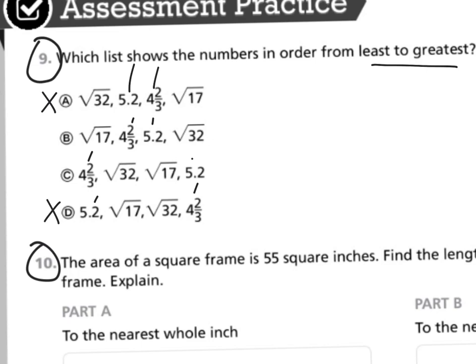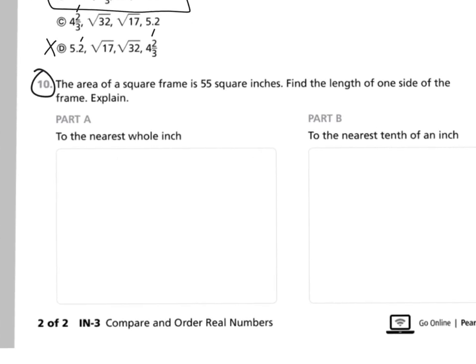And then B and C, let's look at the square roots for a minute. Square root of 17, square root of 32. Which one's smaller? Square root of 17 is smaller. If there's a smaller number under the radical, the square root of a smaller number is going to be smaller than the square root of a bigger number. So even without working out any decimals, we can figure out the answer is going to be B.